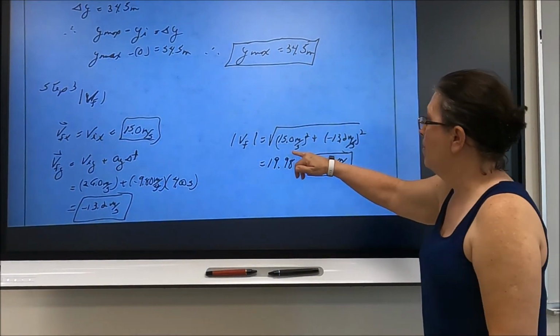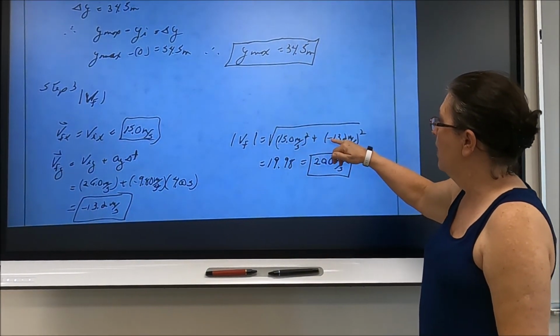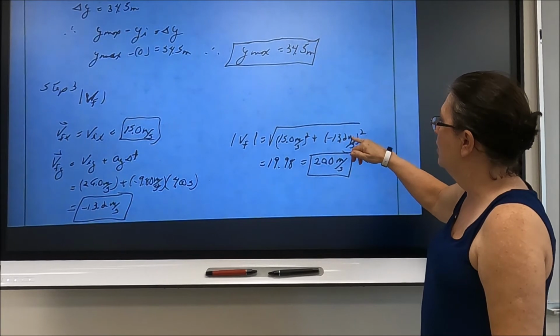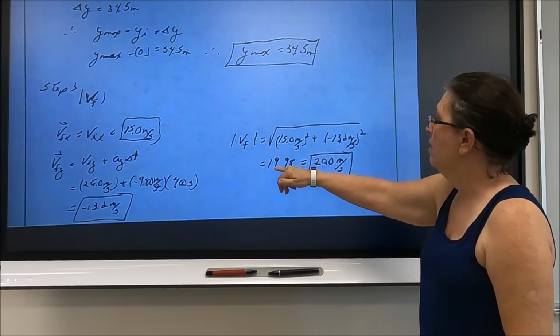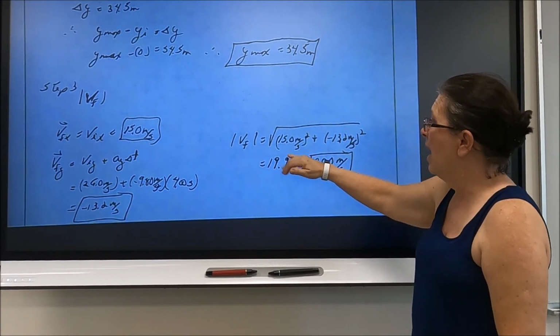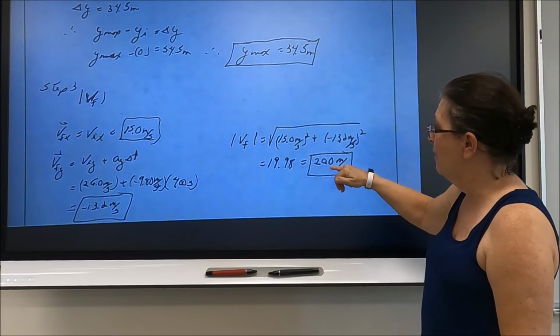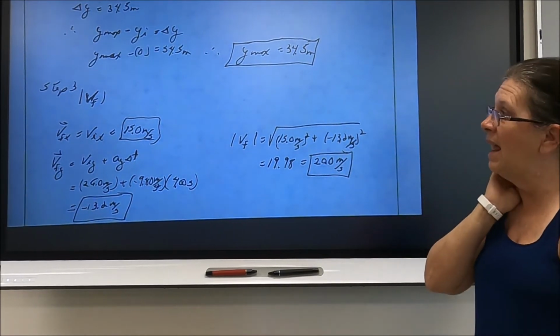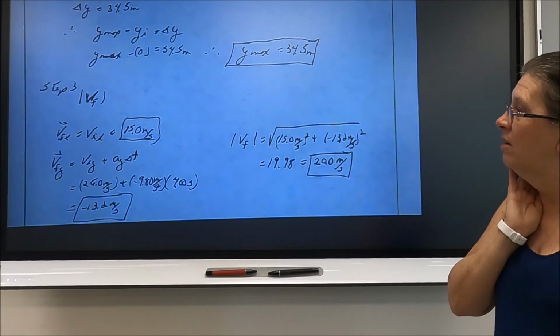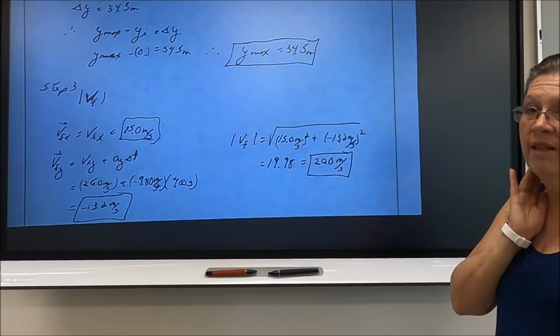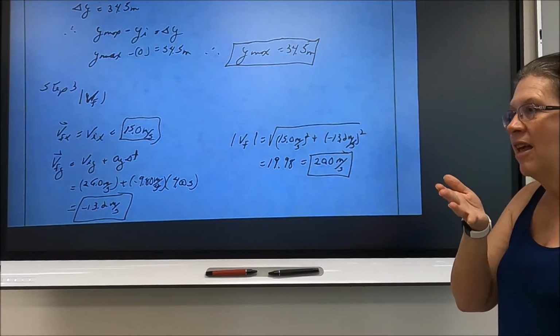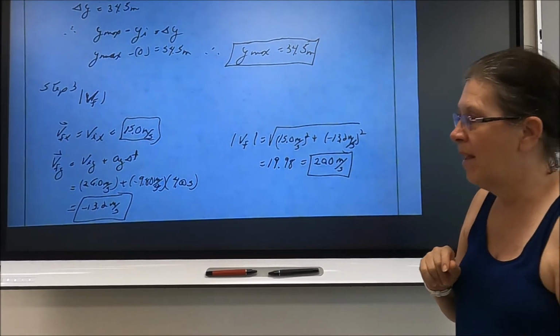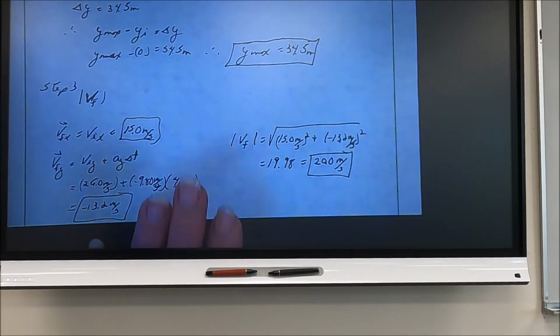So v final in magnitude is going to be the square root of 15 squared plus minus 13.2 meters per second squared. So I get 19.98, rounding it to 3 significant figures, I get 20 meters per second as the speed at which it hits the cliff. It doesn't ask us velocity, the problem asks speed. Okay?